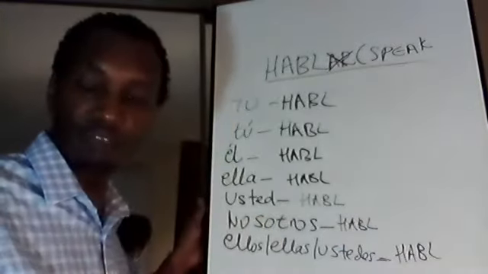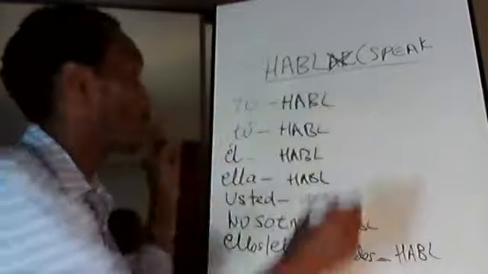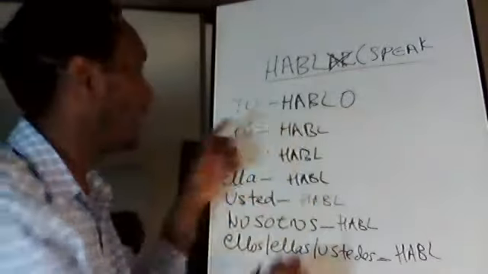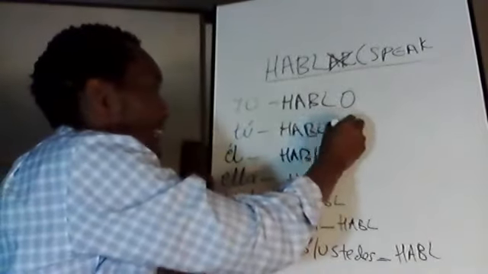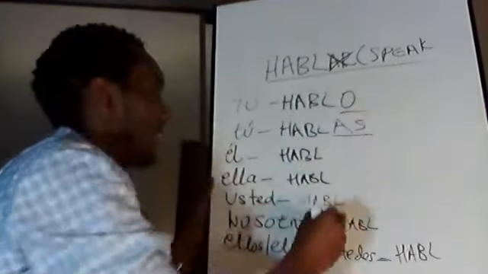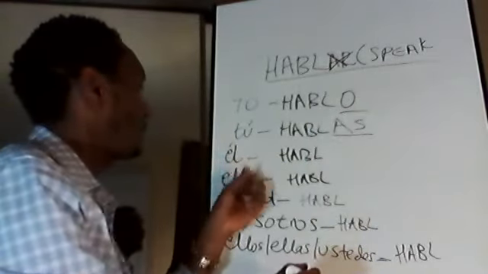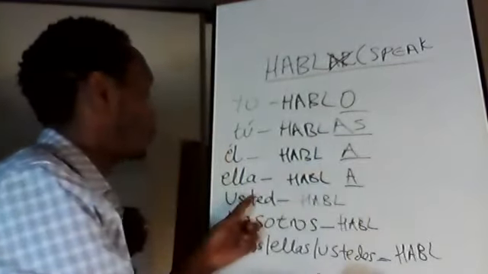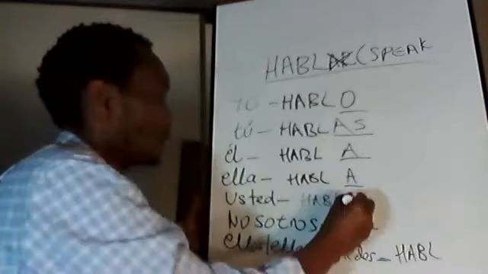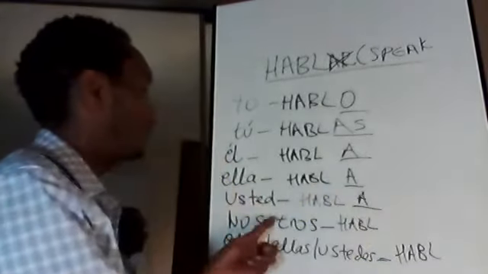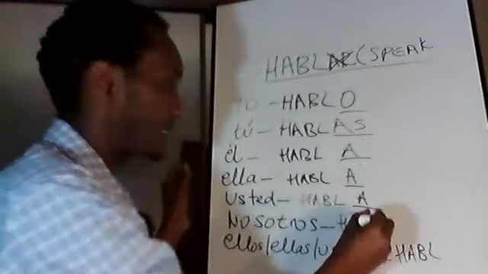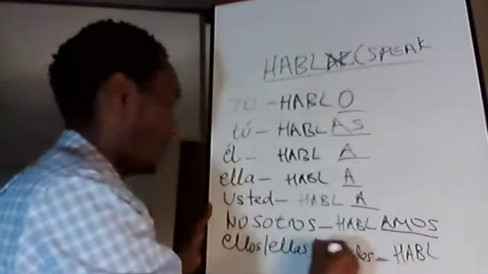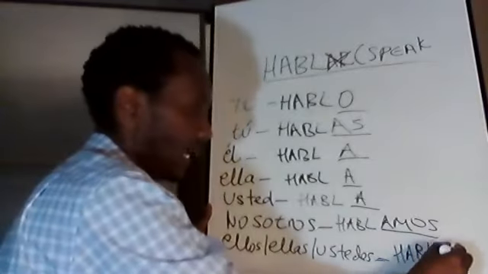So the first ending for I, the first person, is O. So it's going to be your hablo. Then for the second person singular, it's AS. I'm going to underline the ending. It's AS. Then for him and her, él and ella, it's A. For ustedes, usted, it's also A. And for nosotros, which is we, it's A, M, O, S. And for the plural of this, it's A, N.